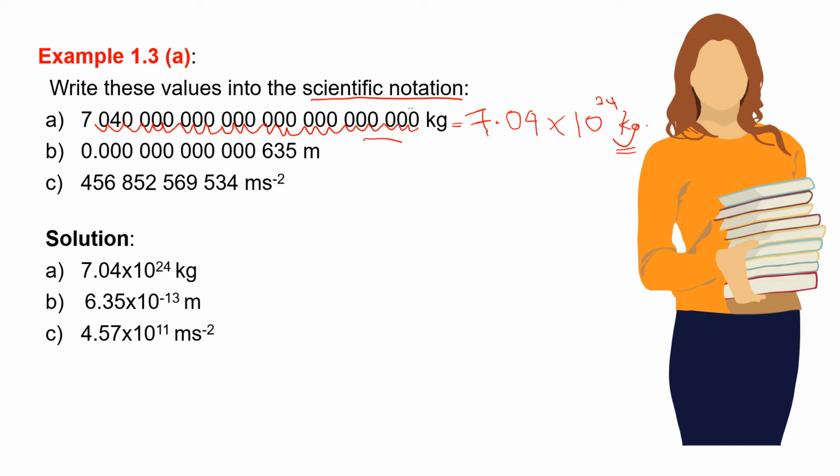Okay, so the next one adalah 6.35. Okay, kita letak dulu 6.35. So dia ada berapa? 1, 2, 3, 4, 5, 6, 7, 8, 9, 10, 11, 12, 13. Okay, so bila dia ke kanan, dia akan jadi negatif. Kalau dia ke kiri, kita akan jadikan dia sebagai positif. Okay, meter. And then the last one is 1, 2, 3, 4, 5, 6, 7, 8, 9, 10, 11. Okay, 10 power of 11 meter per second.